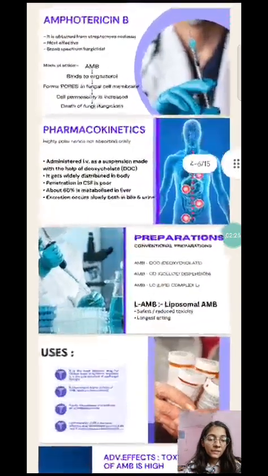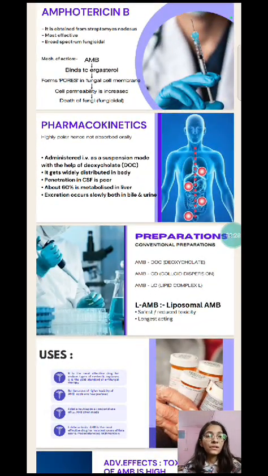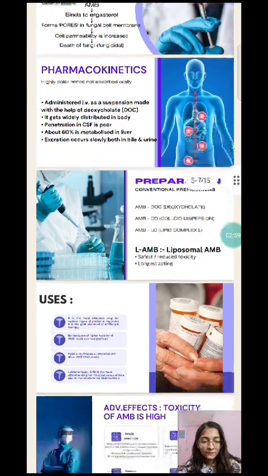Now let's see its preparations. The conventional formulation: amphotericin B is poorly water soluble, hence, intravenous preparation is made with the help of deoxycholate. Amphotericin B colloidal dispersion, amphotericin B lipid complex, and liposomal amphotericin B are the new formulations of amphotericin B. In that, liposomal amphotericin B is the safest one and it has reduced toxicity compared to conventional amphotericin B. It is the longest acting one.